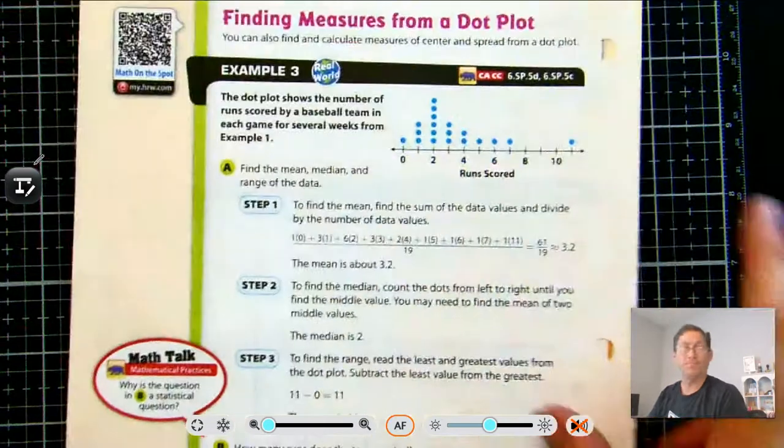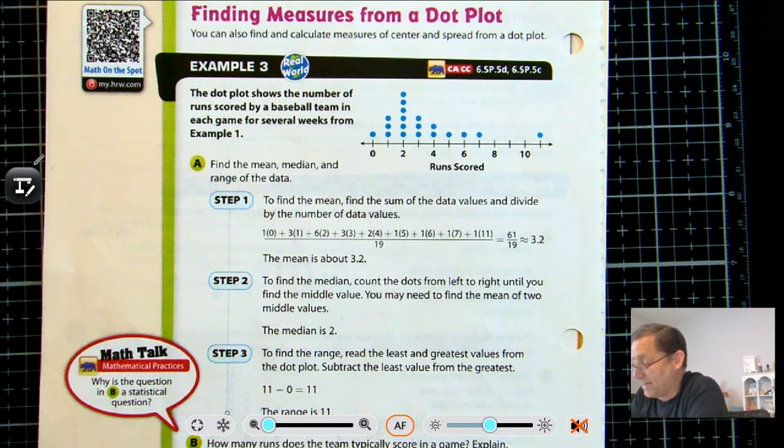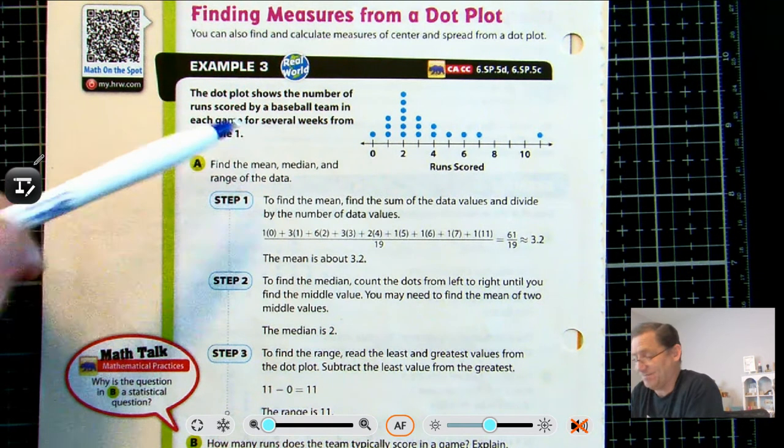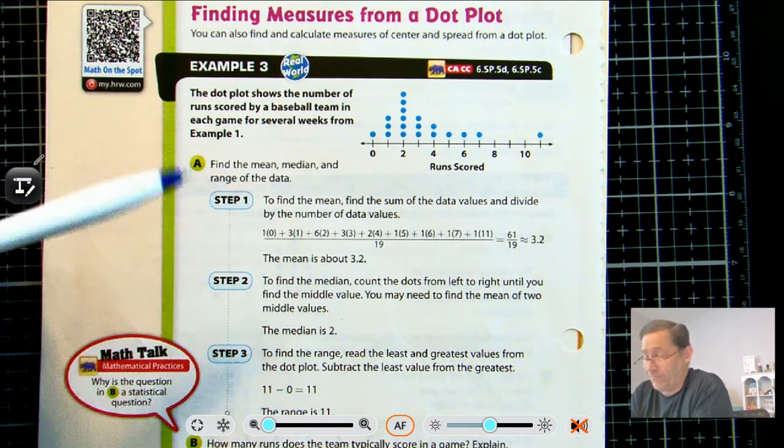All right, 474. Finding measures from a dot plot. We can also find and calculate measures of center and spread from a dot plot. All right, so the dot plot in example 3 shows the number of runs scored by a baseball team in each game for several weeks from example 1. So to find the mean, median, and range of the data.